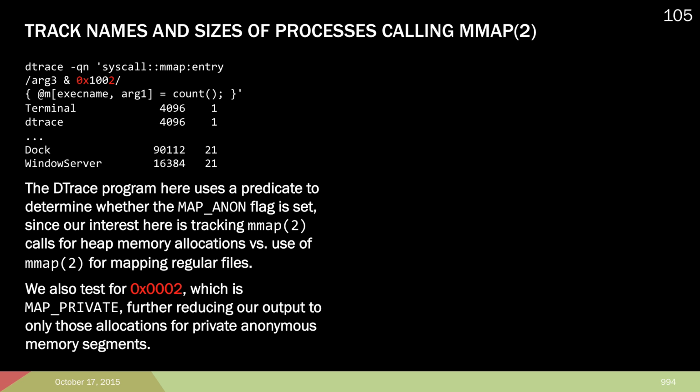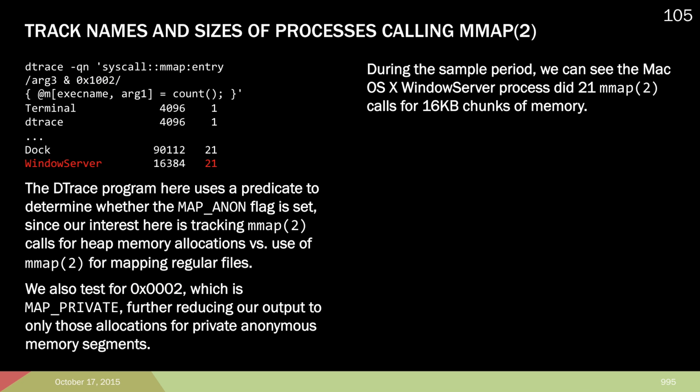We also see that the 0x0002, which is MAP_PRIVATE, further reduces our output to only those allocations for private anonymous memory segments. During the sample period, we can see the macOS X WindowServer process did 21 mmap calls for 16 kilobyte chunks of memory.